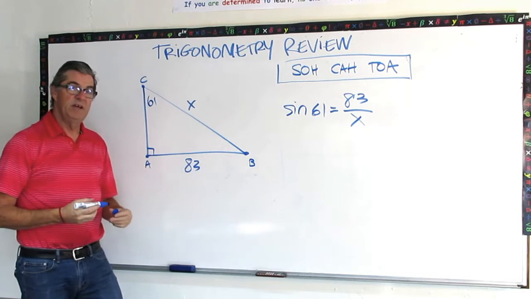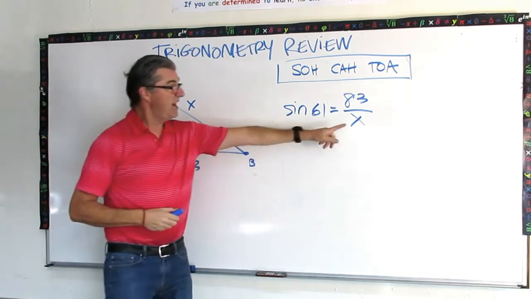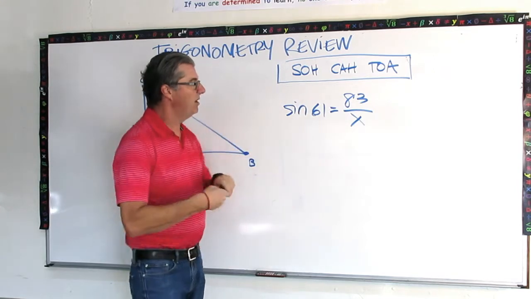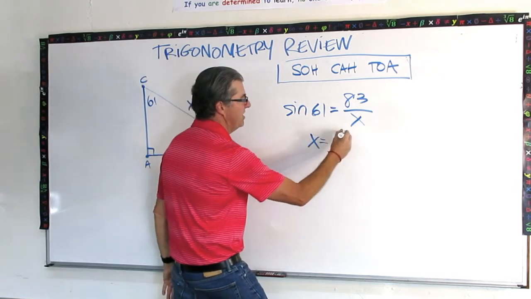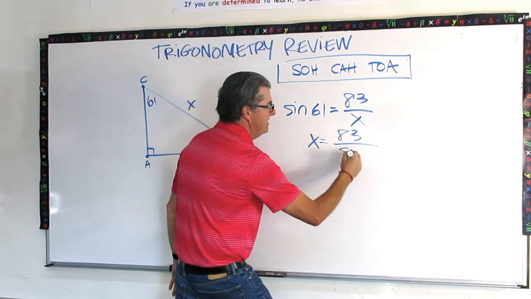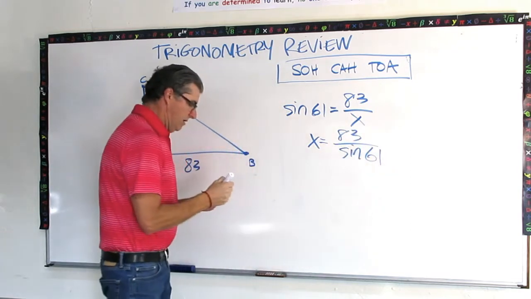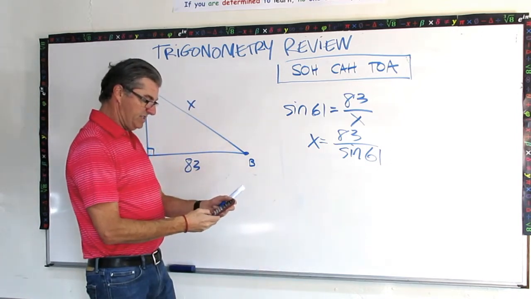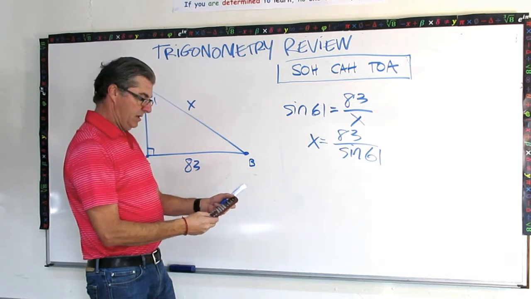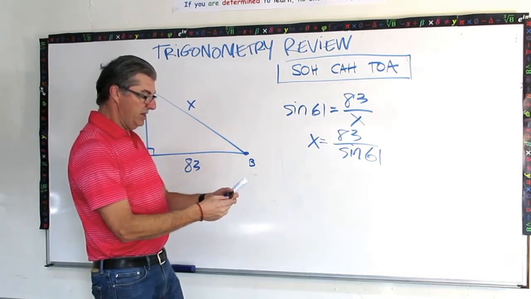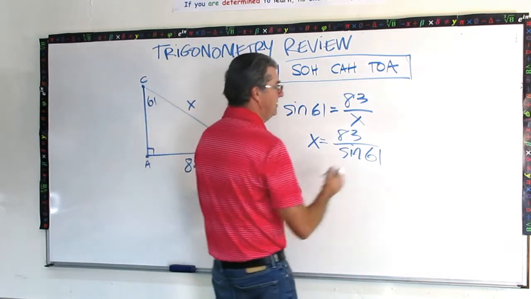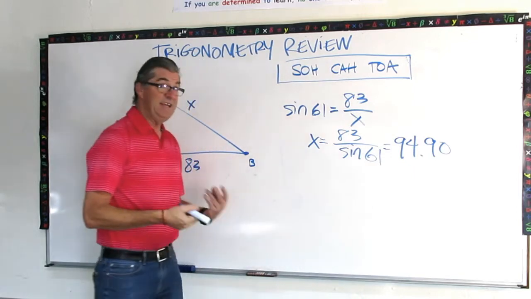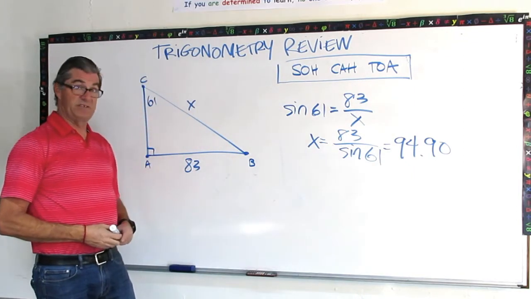That's the correct equation. Now, if you recall, when the variable's down low, you switch. So the x comes up here, and the sine 61 goes down below. So now I have x equals 83 divided by sine 61. Pull out my calculator. Let's try that. 83 divided by 61 sine gives me 94.90. It's actually 94.899, so I round that to 94.90.